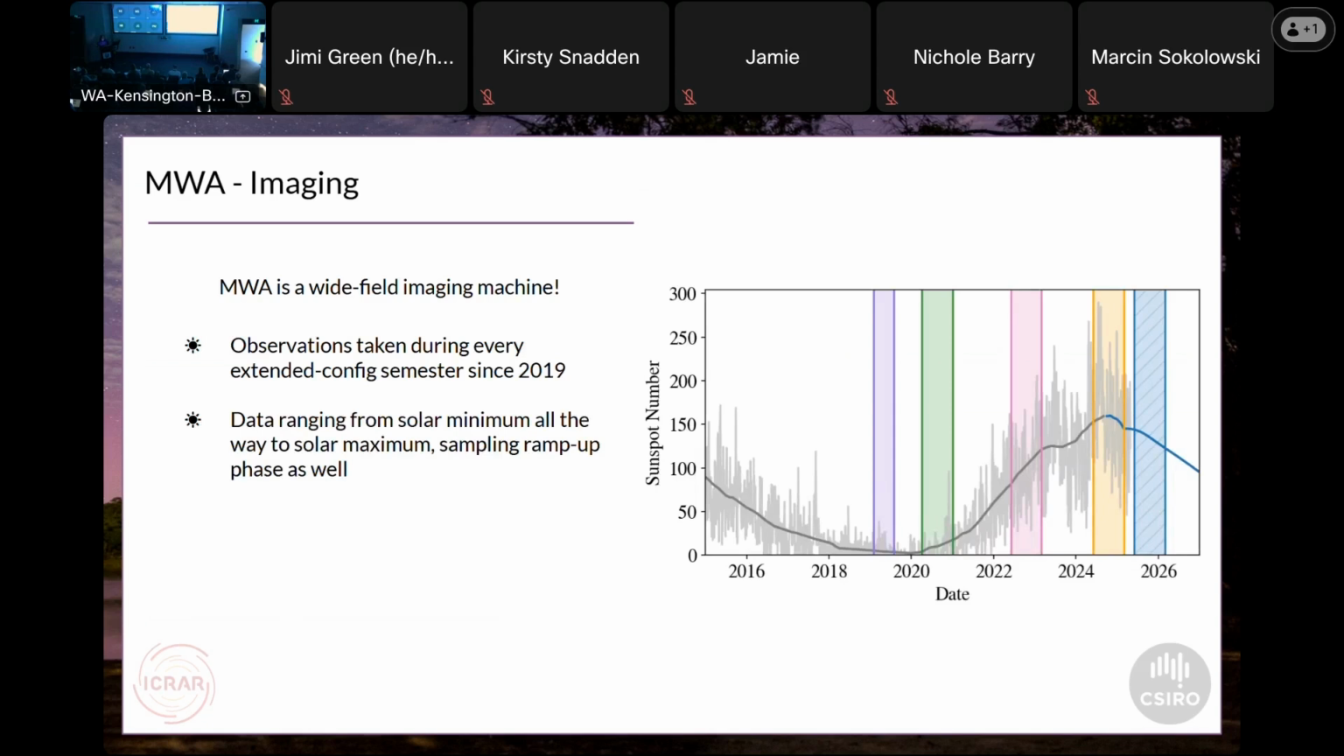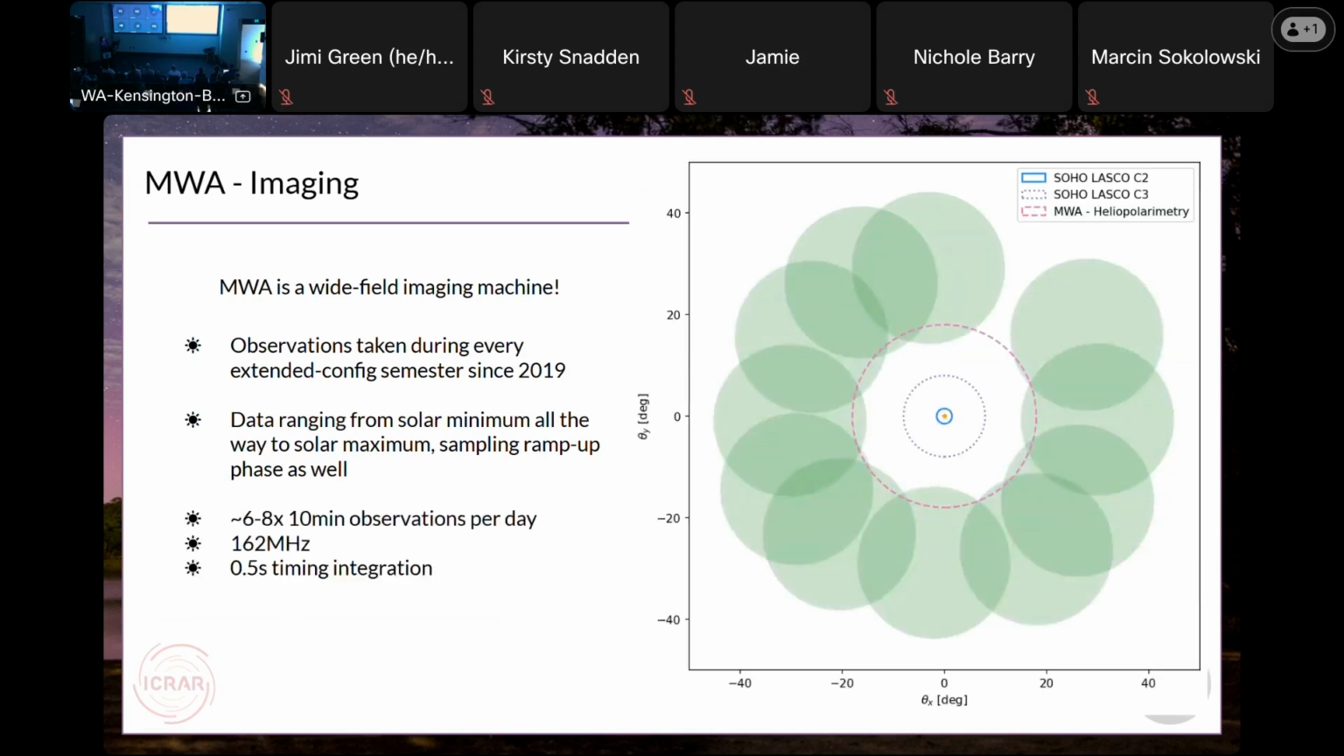We're hoping, if all goes well, Stephen, if we could maybe get all the way to the next minimum, would be nice, to capture the full solar cycle in IPS as well as in the solar data like we already have. When I say observations every single day, I mean we take 6 to 8 pointings around the sun.